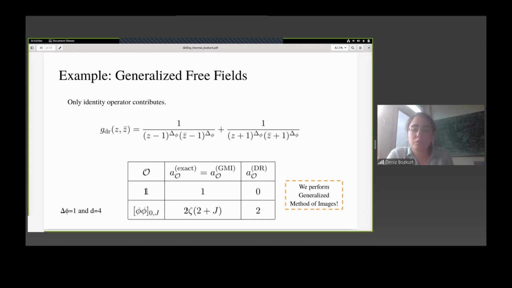And so you know that the zeta function can be expanded in terms of the terms that are exponential in J, and indeed this is the contribution that we are missing. And of course, okay, so I gave you the example of delta phi equal to 1 in 4 dimensions just to simplify things. And then once we sum over the images, we reconstruct the correct OPE coefficient that is given here.